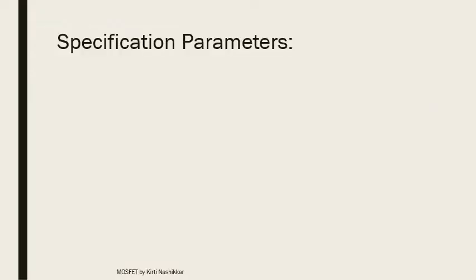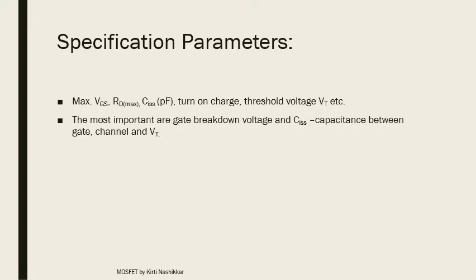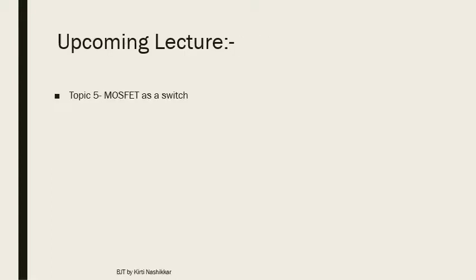Let us see the specification parameters. Maximum VGS, RD max, CISS, that is in picofarad, turn on charge, threshold voltage VT, etc. तो जब भी आप किसी MOSFET को लेंगे, at that time you have to see all these specification parameters of that MOSFET. Now the most important from all of these is the breakdown voltage, gate breakdown voltage, and the capacitance between gate and channel, and the threshold voltage VT. So this was all about the EMOSFET.